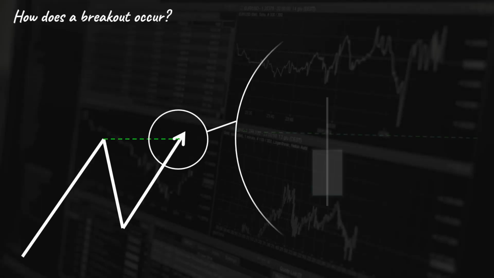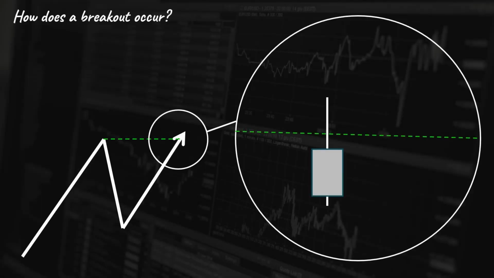If the price wicks above the previous market structure and closes back inside the range, we won't have a valid breakout, which we previously discussed. But in order to have a valid break, the following candle needs to close above the previous one. This is a strong sign that the sellers have failed to push the price back inside the range, and the buyers are in control.